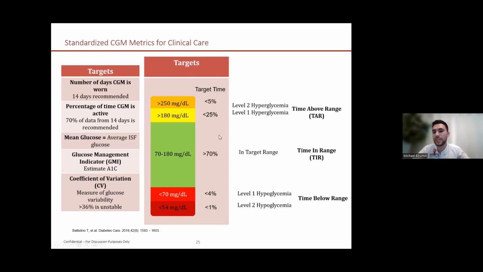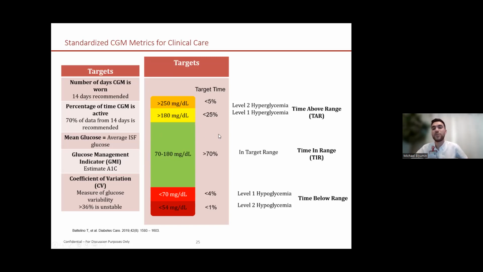Now, in terms of the actual numbers, what is considered time in target? As we said, it really depends on what time of day and how close to your meal a particular reading is. That will dictate how high your blood sugar will be. The typical target range, which may vary depending on your goals, is 70 to 180. So we want the goal there of above 70% in target range. Your readings should be between 70 and 180, 70% of the time or higher.